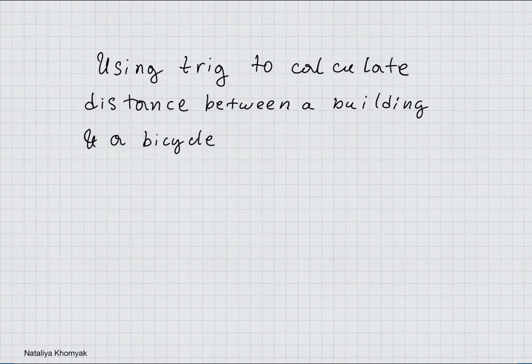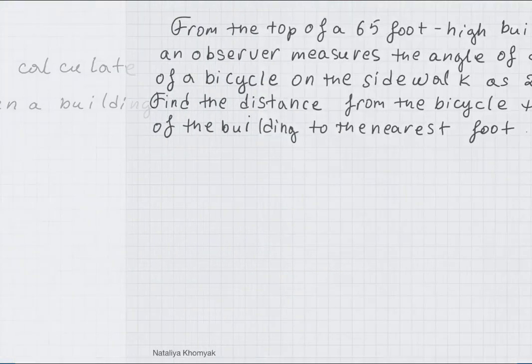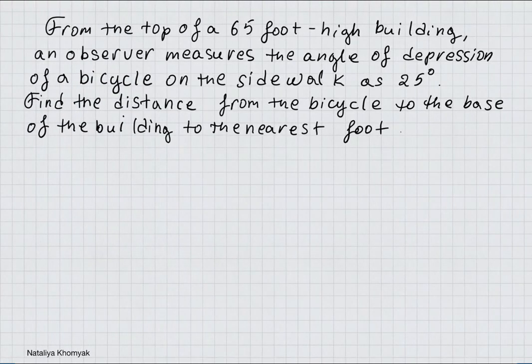Hi all! Here we're going to use trig to calculate distance between a building and a bicycle. So from the top of a 65-foot high building, an observer measures an angle of depression of a bicycle on a sidewalk as 25 degrees. And we have to find distance from the bicycle to the base of the building, to the nearest foot.